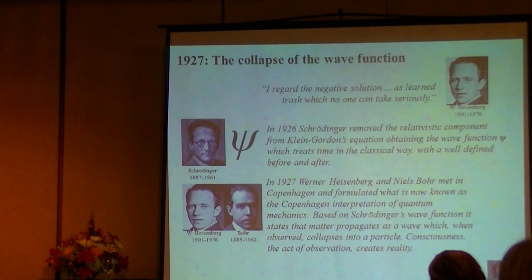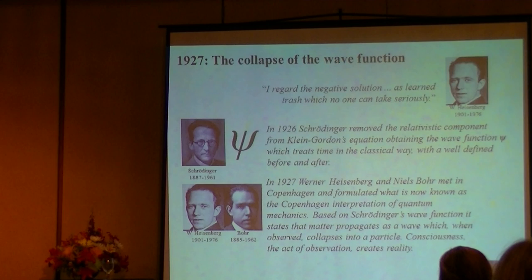So in 1927, Heisenberg and Bohr met in Copenhagen, and they formulated the Copenhagen interpretation of quantum mechanics, according to which matter propagates as a wave. When it is observed, the wave collapses into a particle. And because the wave collapses into a particle when we perform an observation, they suggested that consciousness creates reality. The observation is an act of consciousness. So consequently, consciousness comes before the creation of reality.